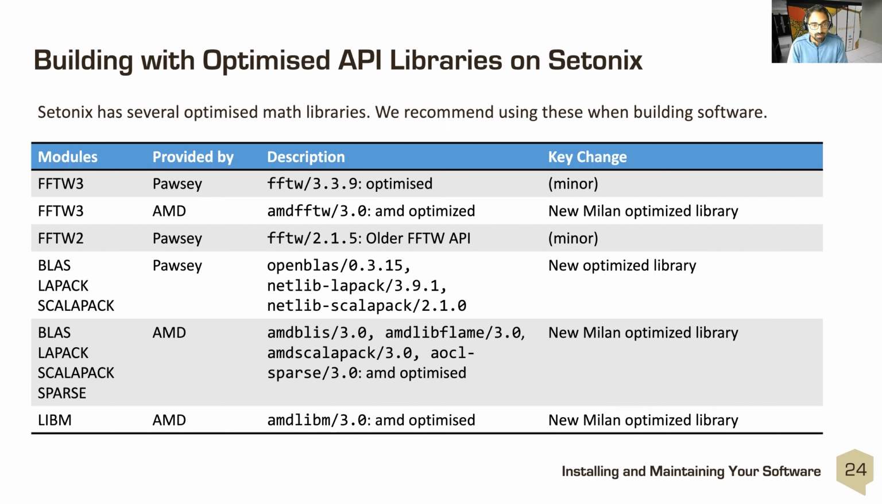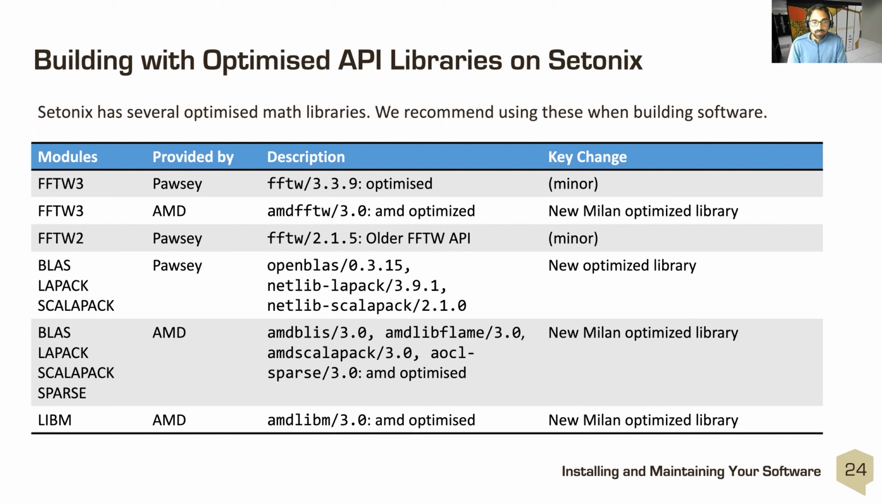We also provide math libraries through a couple of different modules. BLAS, LAPACK, and ScaLAPACK are commonly used interfaces. There are Pawsey provided ones like OpenBLAS, netlib LAPACK, and netlib ScaLAPACK. There are a few other versions of this as well. There's also an AMD set that are specifically for the Milan architecture.